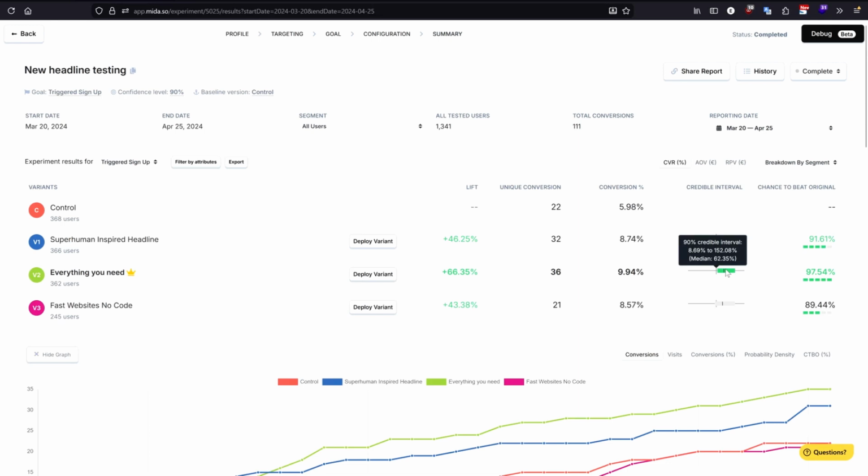In this scenario, we can see that the uplift can range between 8.69% to 152% with 90% probability, and the chance to beat original is very, very high, which means that the uplift is only positive values. However, you can see that the range is very, very big, which indicates there's a lot of uncertainty within this experiment, which means that we should collect more data in order for the intervals to be smaller and we can be more certain about the results.